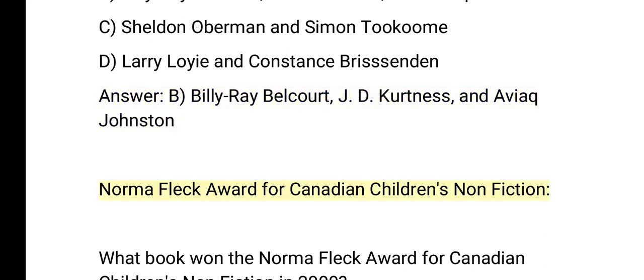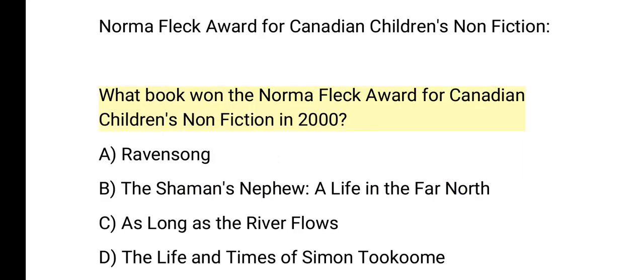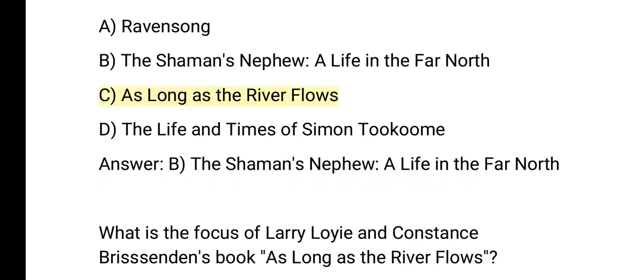Norma Fleck Award for Canadian Children's Nonfiction. What book won the Norma Fleck Award for Canadian Children's Nonfiction in 2000? A. Ravensong. B. The Shaman's Nephew: A Life in the Far North. C. As Long as the River Flows. D. The Life and Times of Simon Tookoome. Answer: B. The Shaman's Nephew: A Life in the Far North.